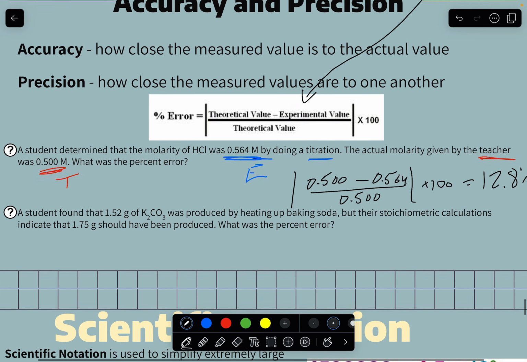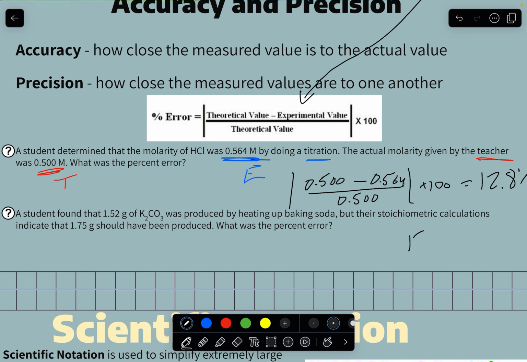I want you to do the second one. You should get 13.14% here. Okay. And make sure anytime you're doing math, you show your work. So show yourself plugging into that equation there. Write that down on your paper.